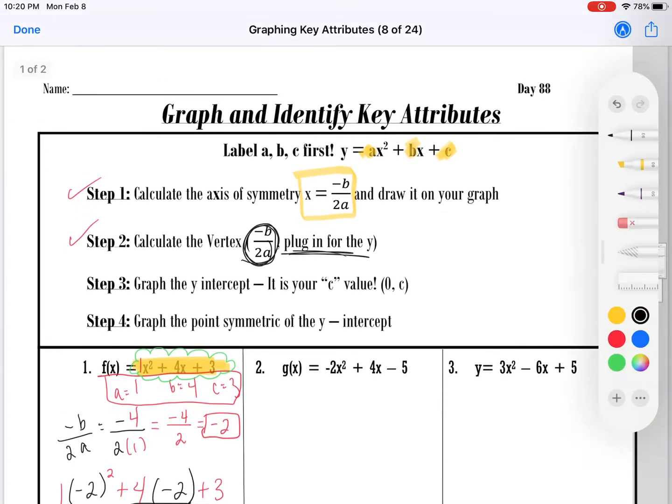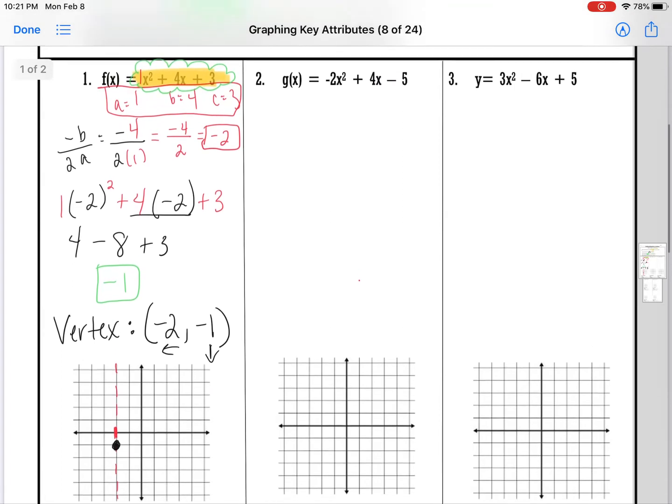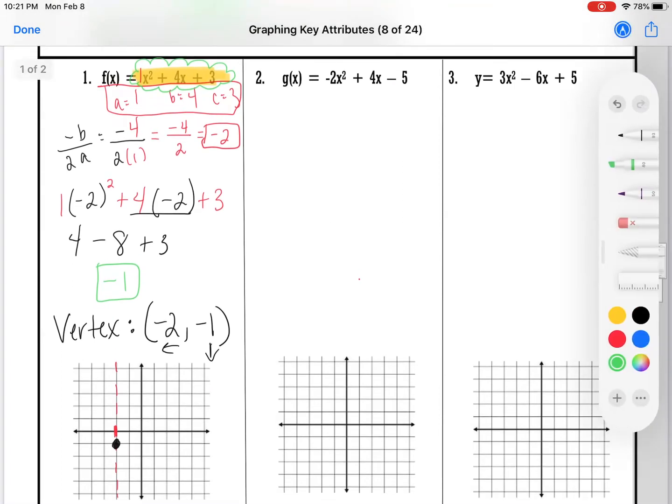Okay, now it says graph the y-intercept. So the y-intercept is always really easy. The y-intercept is always your c. Your c is the number that's in the back of your equation. Super easy. So if the y-intercept is always the c, if you look right here, the c is the number positive 3. 1, 2, 3.